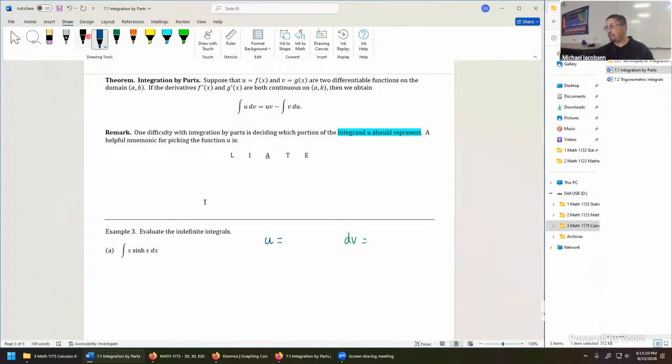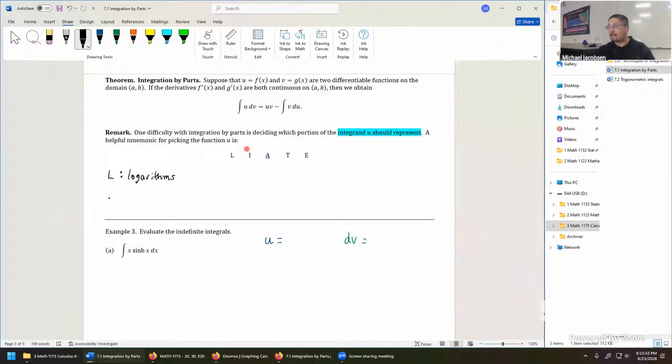So if you like acronyms that help as a guiding principle, here's how it goes. L stands for logs. Let me just write it down below. L is standing for logarithms. So what that's saying is, if there's a natural log in the problem, automatically that should be your u. That's a really good starting point. The moment a natural log, a log base 7, anything like that occurs, pick that as your u. You're probably going to be in great shape.